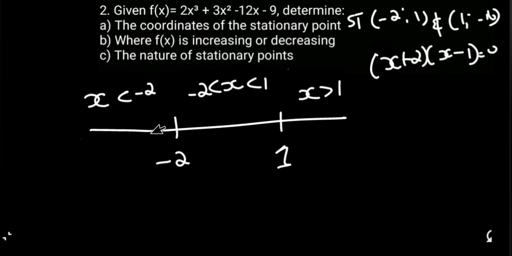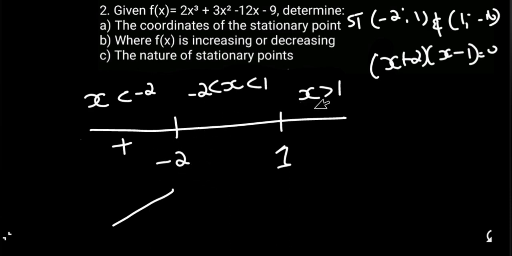So if you plug in any value that is lesser than -2 on our simplified version of our second derivative, which is this one, let us try -3 just for control. So it's gonna be -3 plus 2 into -3 minus 1. So we're gonna get a positive value. Then that means our function is increasing on values that are going to be smaller than -2.